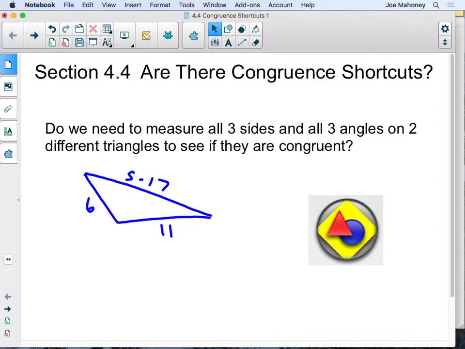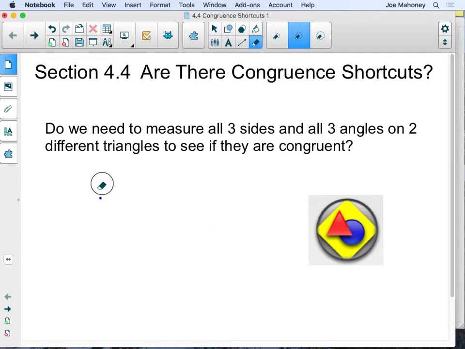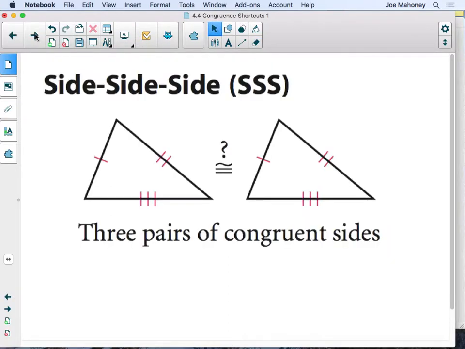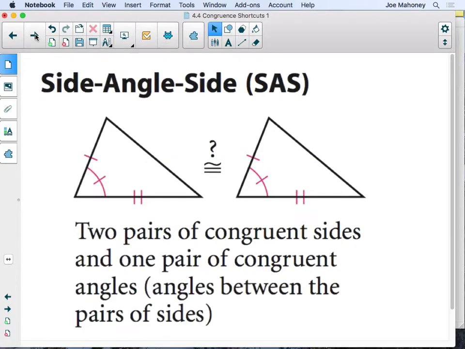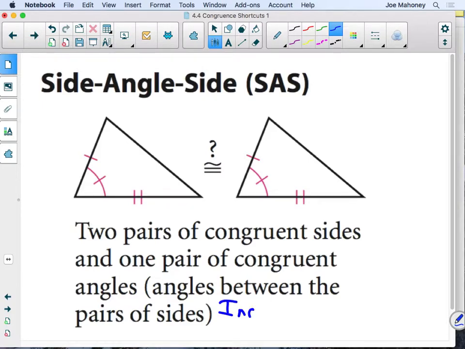So what I want to try is to see if maybe we can do 3 different pairs of sides, or 3 different pairs of angles, or some combination of those. The 3 that we're going to take a look at are what we call side, side, side, which is where 3 sides in one triangle are congruent to 3 sides in another triangle. We're also going to take a look at side, angle, side. We abbreviate that SAS. So notice that it's 2 pairs of congruent sides and 1 pair of congruent angles. We call this the included angle.